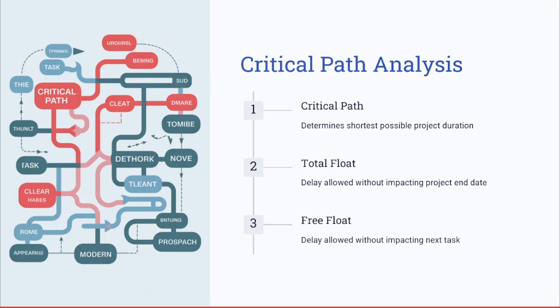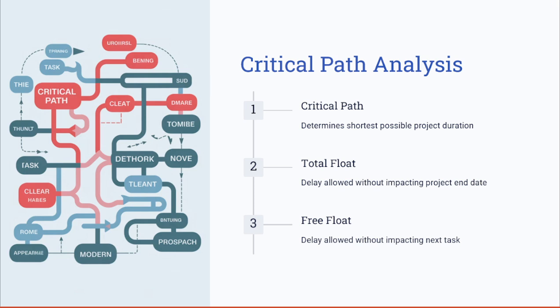You have different types of float: the total float and the free float. The key difference is that the total float is the amount of delay a task can have before delaying the project. Again, total float means the amount of delay a task can have before delaying the whole project.